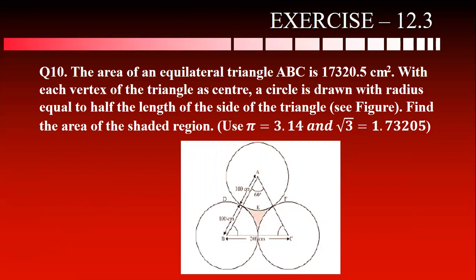Now moving on to question number 10. The area of an equilateral triangle ABC is 17320.5 centimeters square. With each vertex of the triangle as center, a circle is drawn with radius equal to half the length of the side of the triangle. Find the area of the shaded region. We are asked to use pi to be 3.14 and root 3 to be 1.73205.